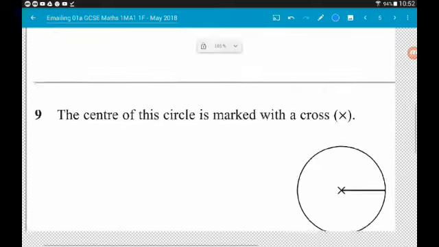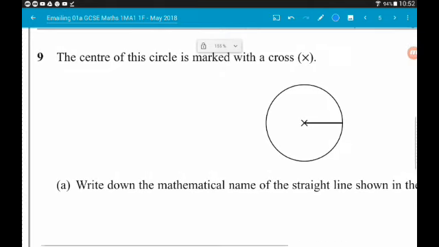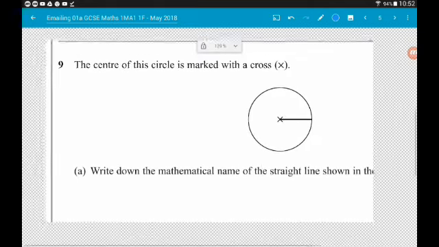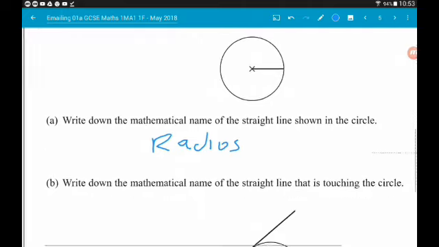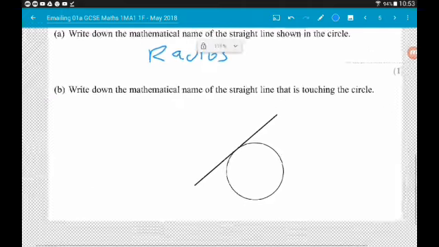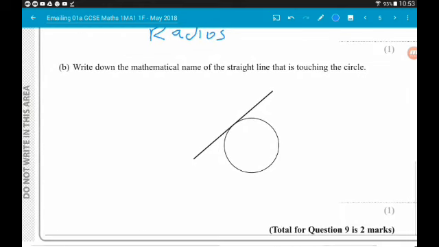Question 9. So here we got a circle. The cross is the centre of the circle, and we are asked to write down the name of the straight line in the circle. So a line from the centre to the circumference is called a radius. Okay, then in part B, we got a straight line touching the circle only once. This guy is called a tangent.